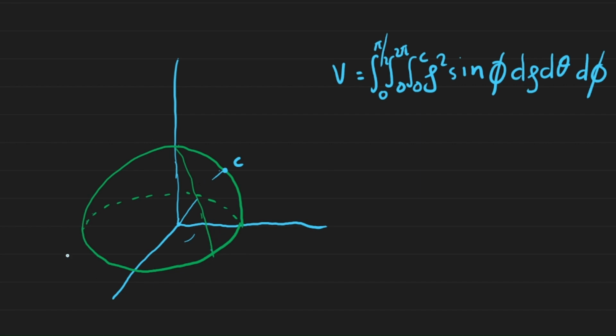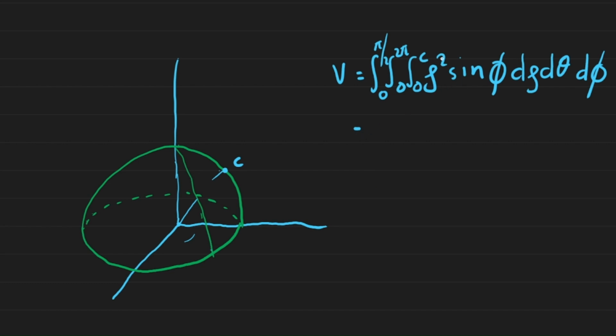Pi over 2 and then rotated 360 degrees. So pi over 2, that's what phi is, this angle, and then rotated 2 pi radians or 360 degrees. So that's why we go from 0 to 2 pi, that's this full circle here, and 0 to pi over 2, that is the angle between the x-axis and the radius. Sorry, the z-axis. So now we can simply just evaluate this integral.